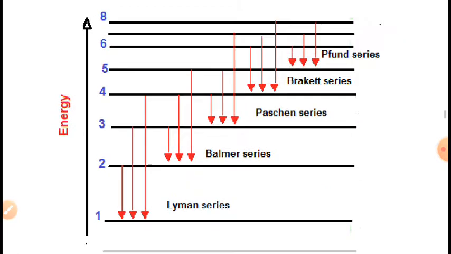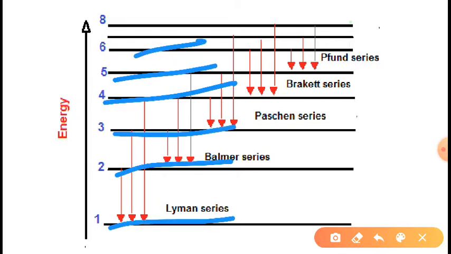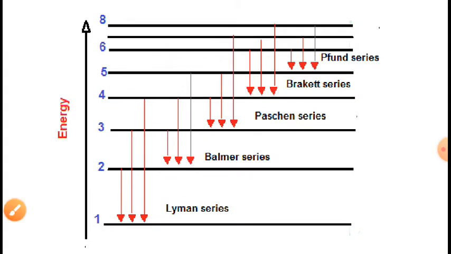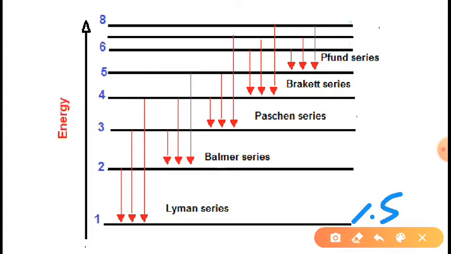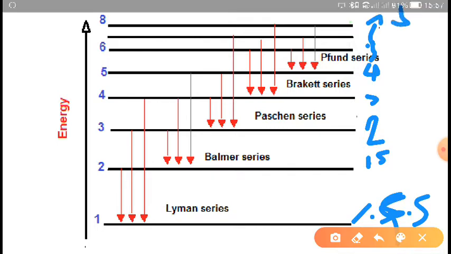After that we will discuss this. So in this diagram you can see the lines, 1, 2, 3, 4, 5, 6, like this; each line is a different energy state. Suppose the first line we consider as the ground state. And this one is our first excited state, second excited state, third excited state, fourth, fifth, sixth, seventh, up to infinity, right?